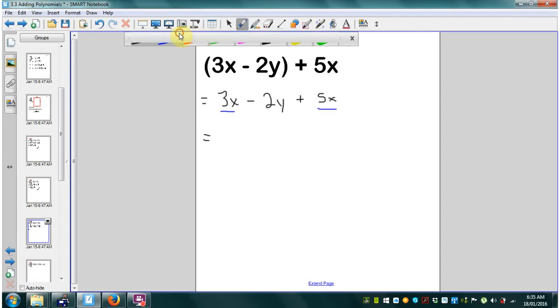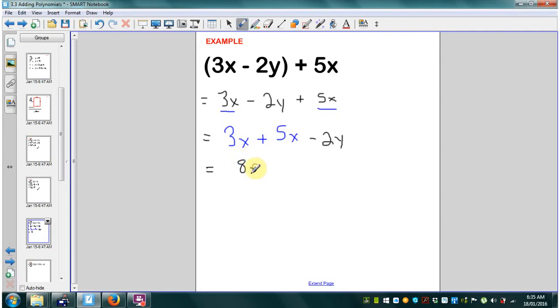And I'm actually going to write those together like this. So 3x plus 5x, and then carry down our minus 2y. So 3x plus 5x, we're good to put those together. If we had 3 apples plus 5 apples, that's 8 apples, or 8x. And we carry down our minus 2y. Double check, do we have any more like terms? Nope, so this will be our final answer.